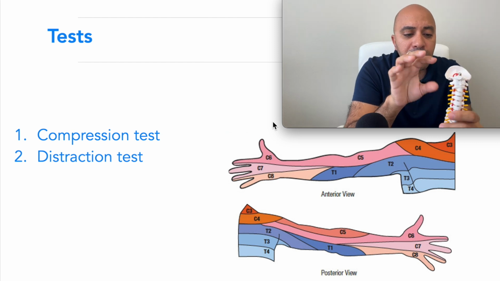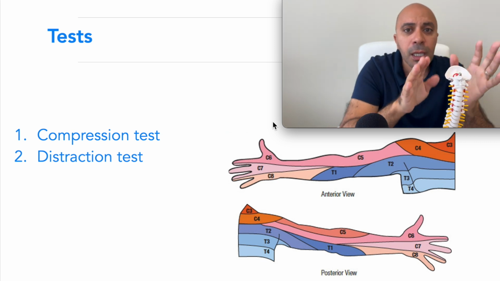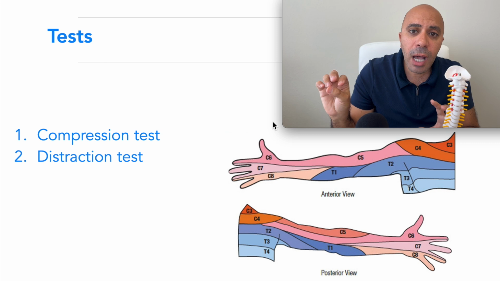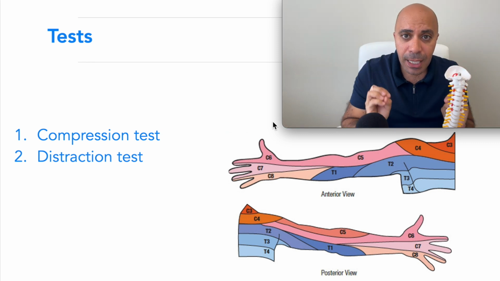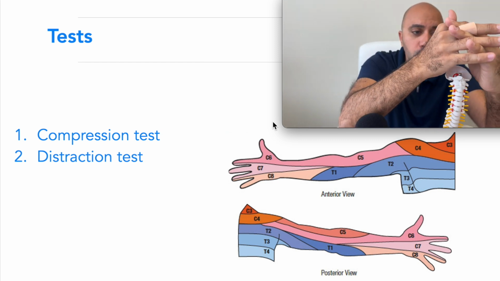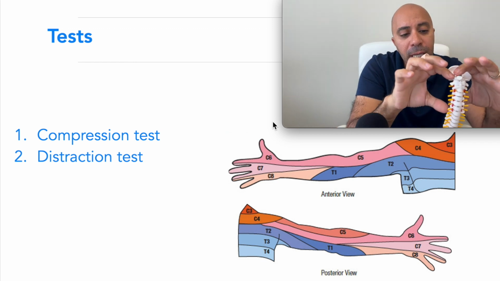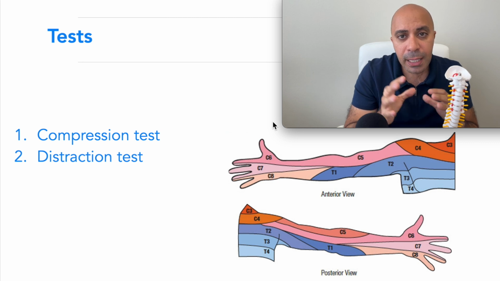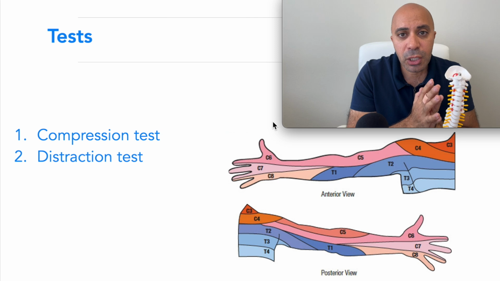The positive test is when I do the compression here and you start to have more numbness, tingling, weakness, or loss of function in your hand. So increased symptoms. The compression test is compressing downward this way to compress the nerve more, which causes radiculopathy pain, and you start to have sharp shooting pain. That's a positive compression test.